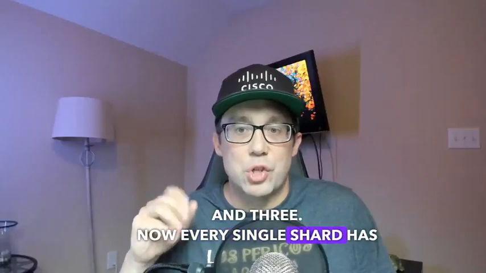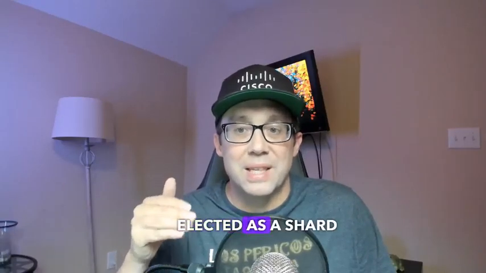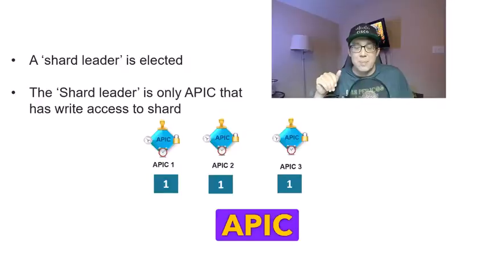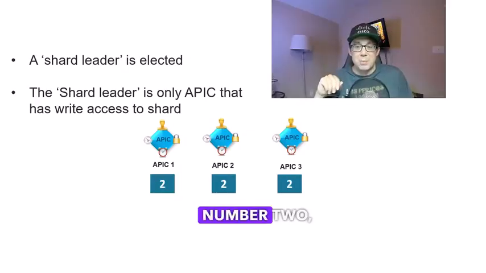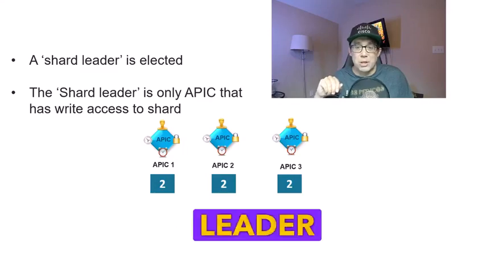Now every single shard has a single APIC elected as its shard leader. So here is APIC 1 and it's been elected the leader for shard number 1. And maybe APIC number 2, it's been elected the shard leader for shard number 2.